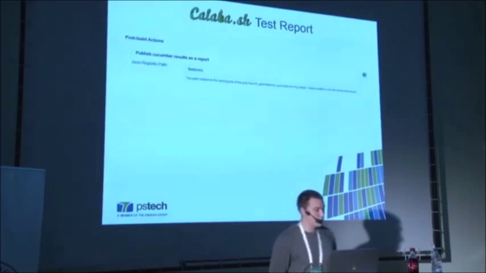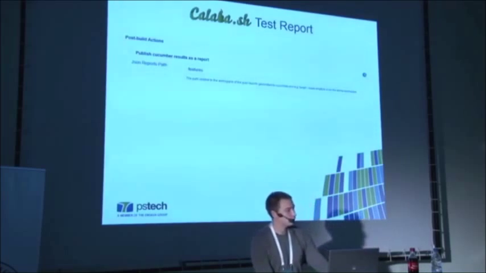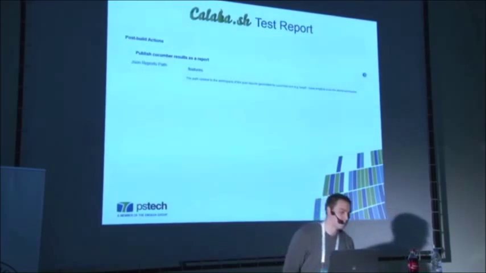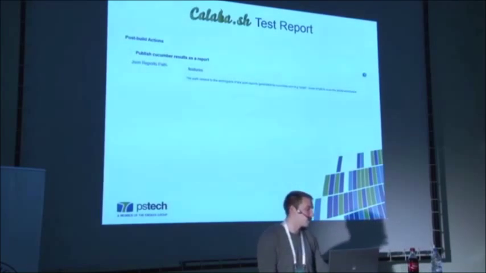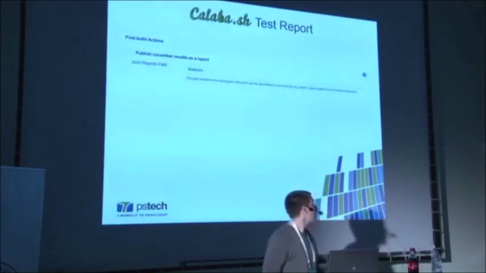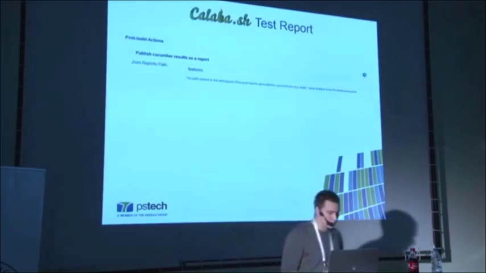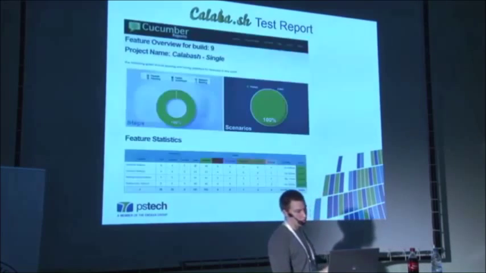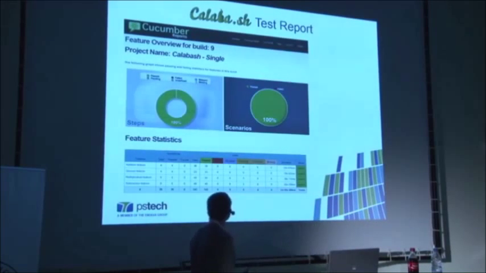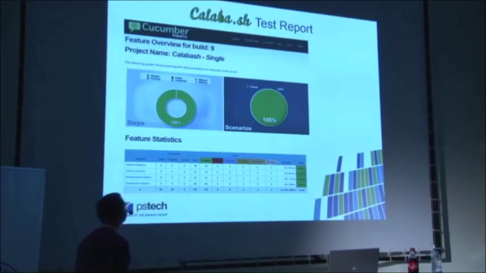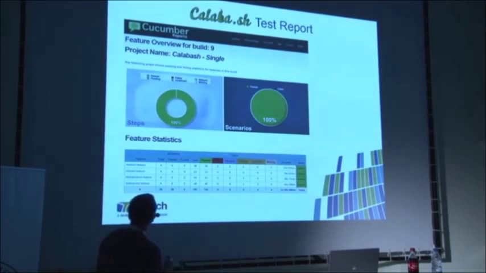We said that Calabash is using Cucumber, so in the post-build actions section, we will publish the Cucumber result. It is required that you give the JSON report path, and we said previously that we set it to be located in the features folder, so basically that's it for collecting the test report, and here is how it looks, really fancy.